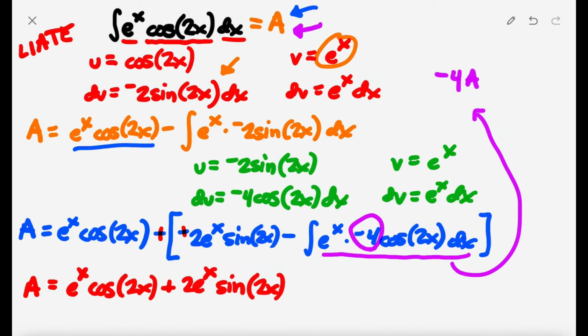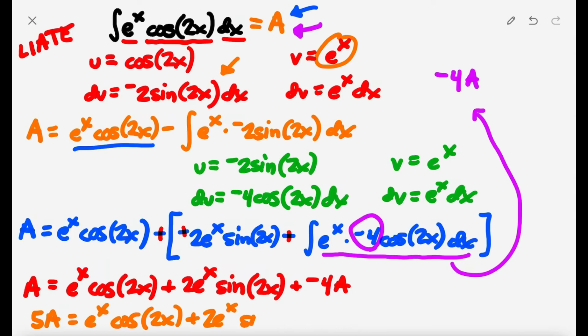And then I distributed this minus to the plus here. I also have to do it here as well. So it's just going to be plus, in this case, it's going to be equal to negative 4A. So I'm just going to put negative 4A in there. Here, I'm going to add the 4A to the other side, and now you have 5A is equal to e to the x cosine 2x plus 2 e to the x sine 2x.